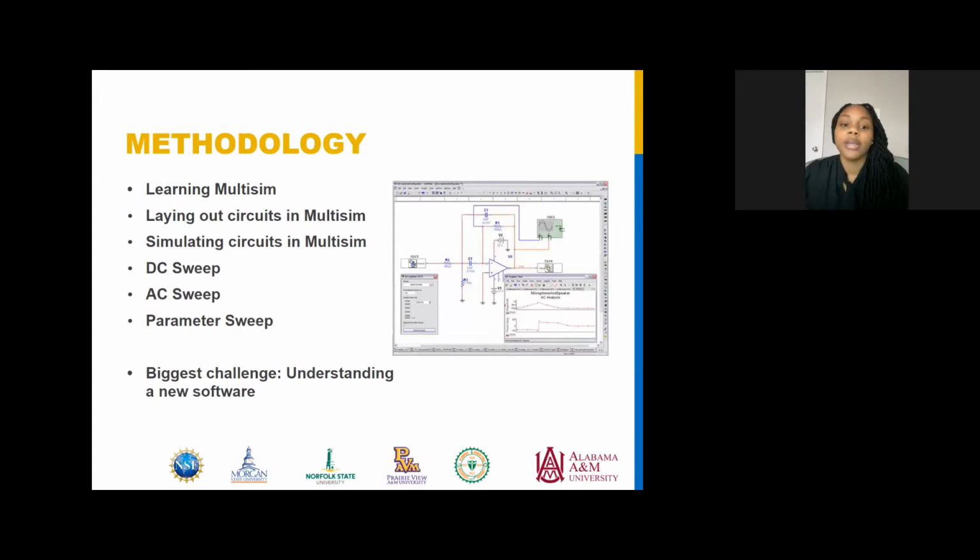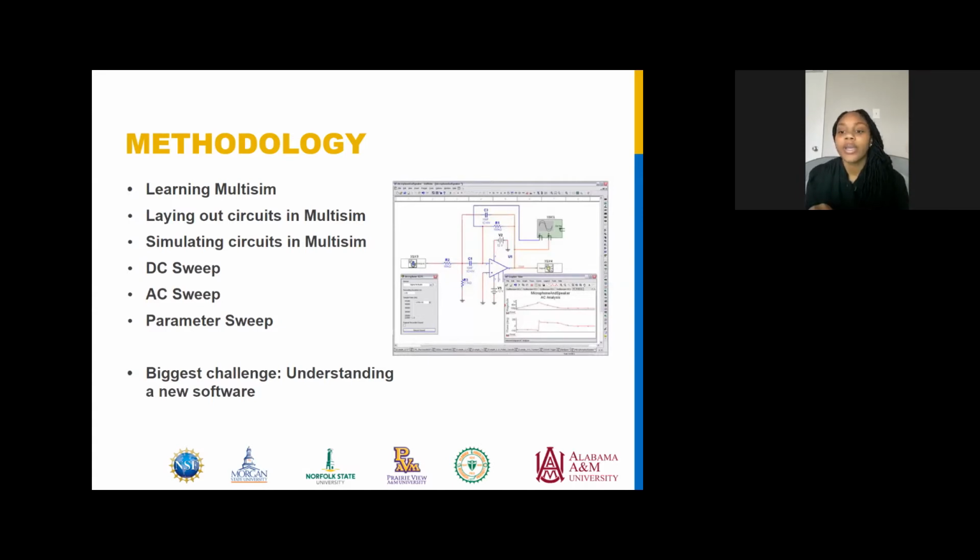Methodology: learning Multisim, laying out circuits in Multisim, simulating circuits in Multisim. Multisim provides for circuits to be built with drag and drop of components and connected via wires. Circuits are simulated directly in Multisim as if they were turned on, and virtual meters are used to collect data. We will have to find the components, then link them together by the wires.